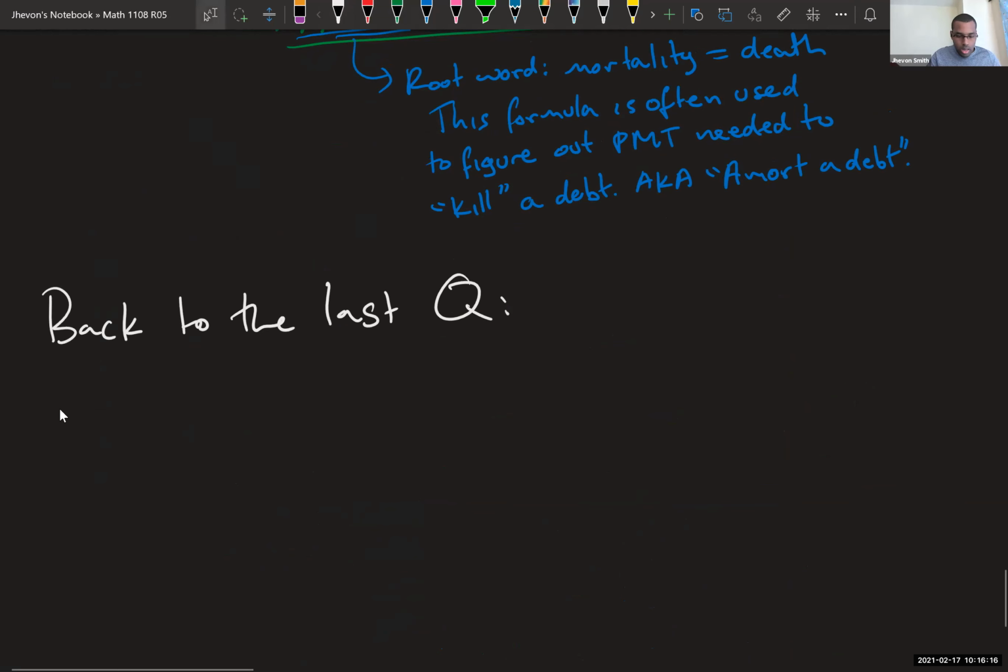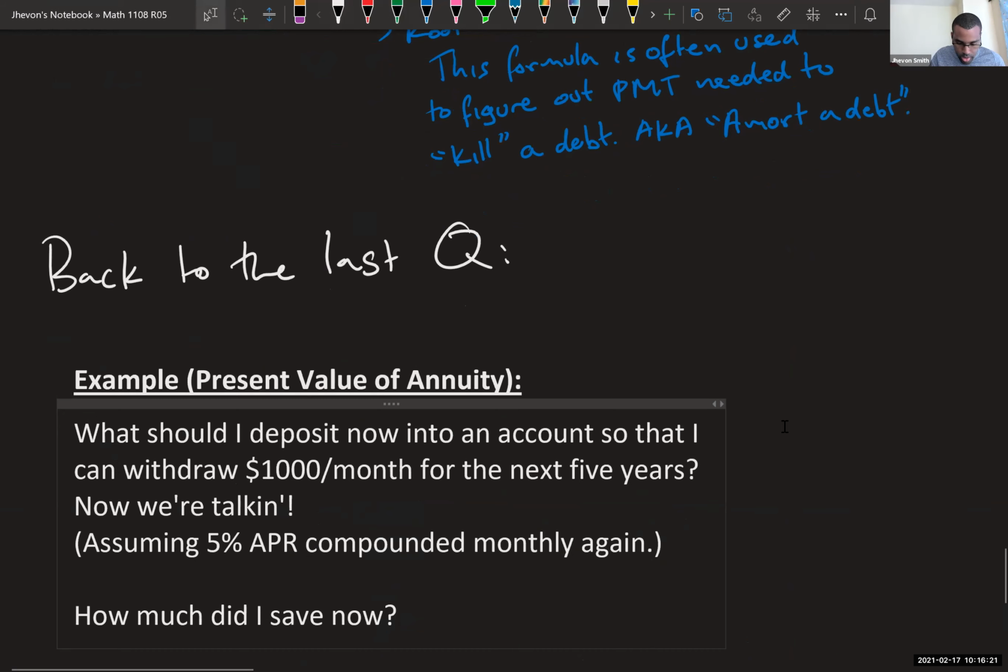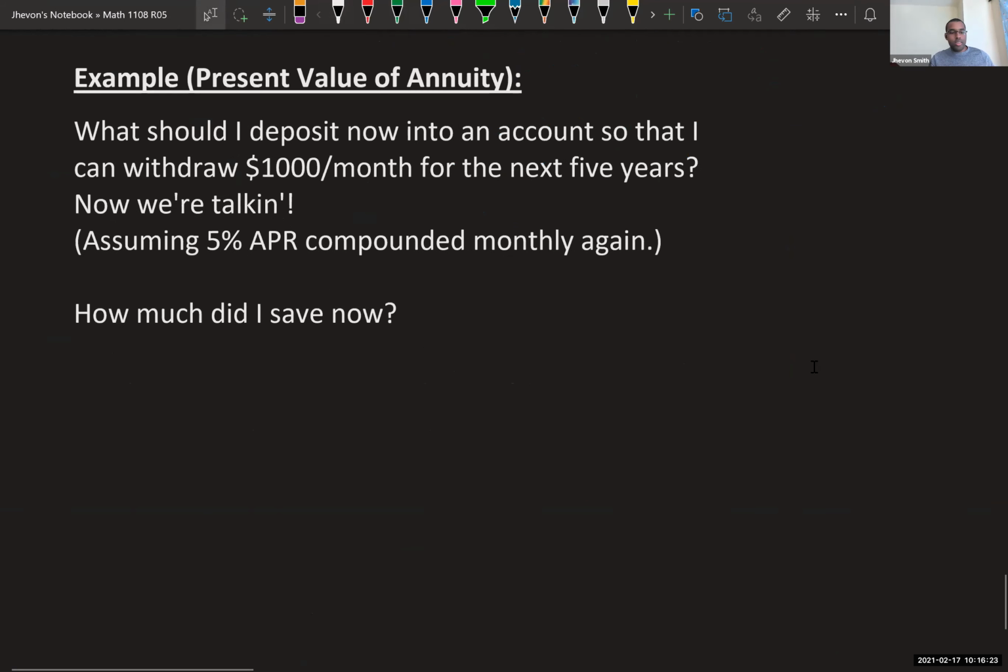Okay, is it still in my computer's memory? Yes. Present value of annuity. Right, so back to this question. What should I deposit now so that I can withdraw $1,000 a month for the next 5 years? Okay, and how much would I save, assuming that the account is making 5% APR compounded monthly?